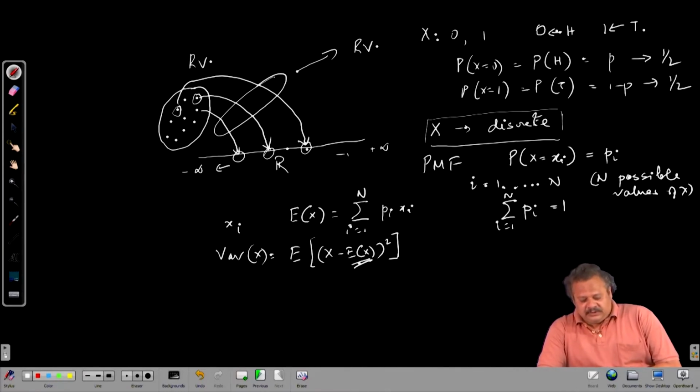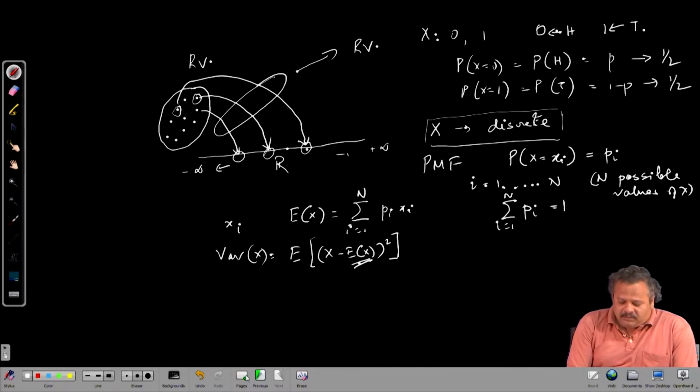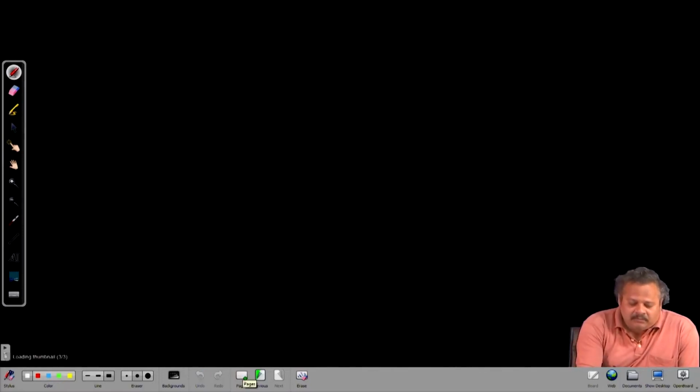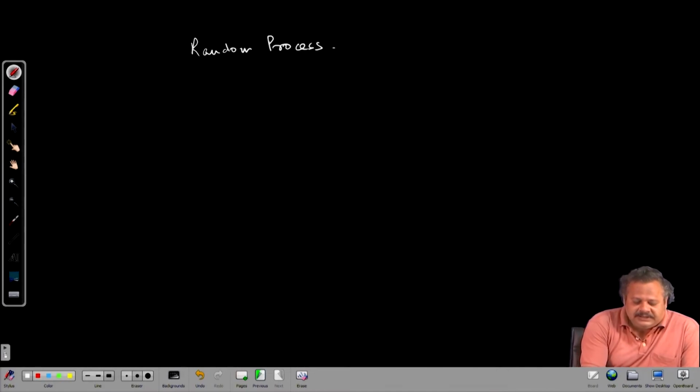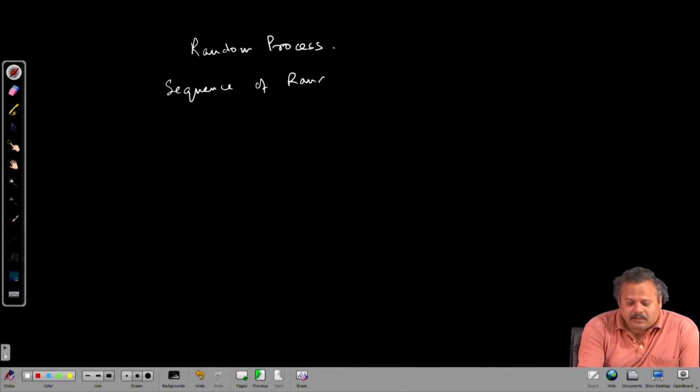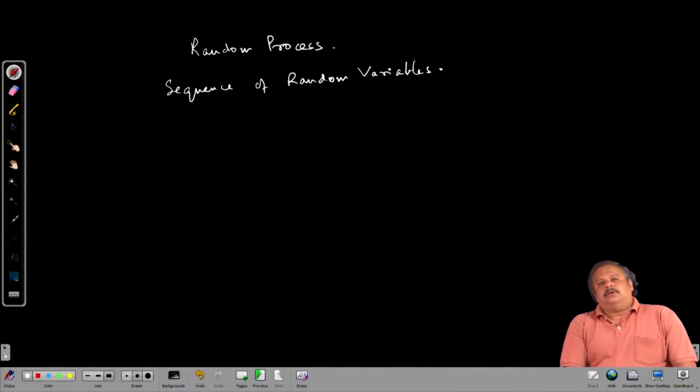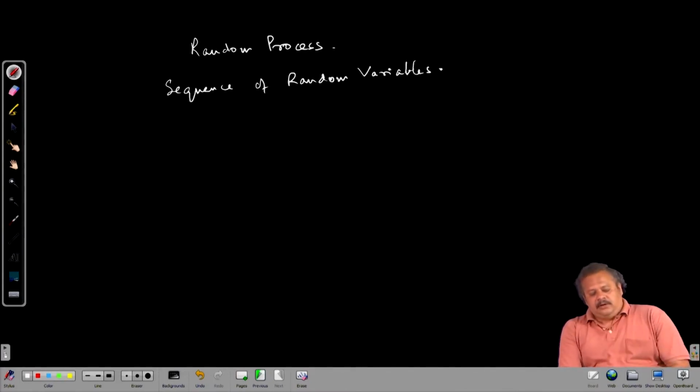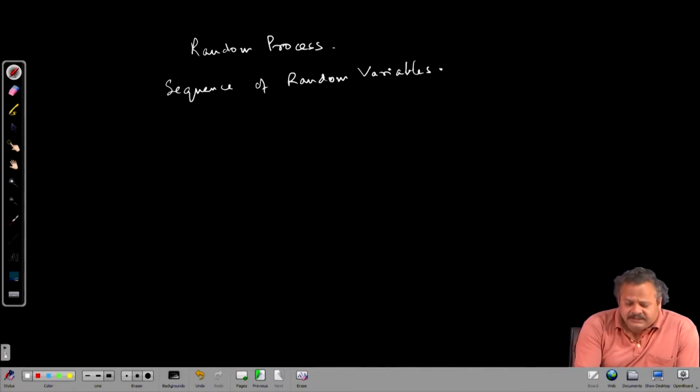So based on these ideas of random variables, what is built is stochastic processes or random processes, where a random process is essentially a sequence of random variables. So we also often tend to say that it is a random variable at each and every time instant, in the case of continuous time random processes.